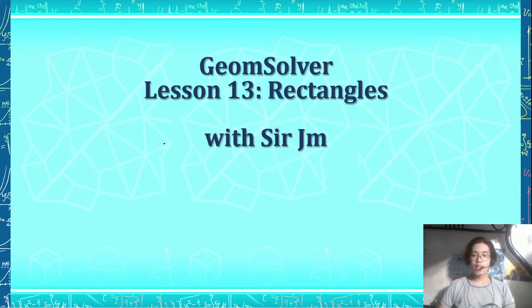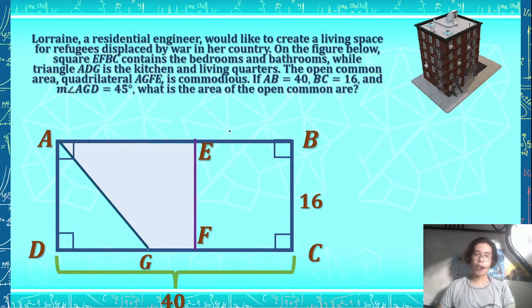For this module, we're going to be discussing rectangles, specifically word problems about rectangles, and we're going to recapitulate some of the properties of quadrilaterals that are very essential for a rectangle. Okay, so let's start with this problem.